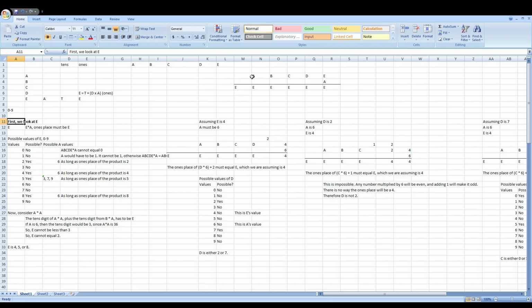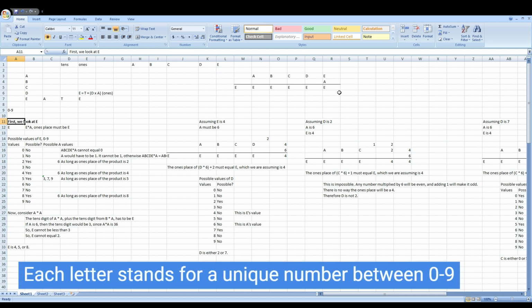Some of you may have seen this math problem floating around the internet. ABCDE times A equals EEEEEE. So there are 6 E's. Each of these letters stands for a number from 0 to 9, and we don't know which number stands for which letter. Each letter is a unique number.